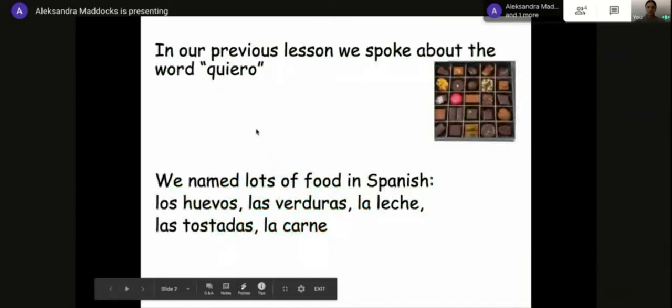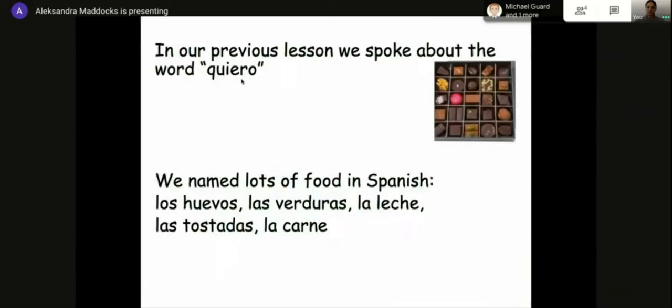Well, let's just remind ourselves what we did in our previous lesson. So in our previous lesson, we spoke about the word quiero, and I used the box of chocolate as an example. ¿Quieres el chocolate? Your answer would be sí, quiero el chocolate. Quiero, I want. We named lots of foods in Spanish, such as los huevos, eggs, las verduras, vegetables, la leche, milk, las tostadas, toast, la carne, and we named lots of other words that will help you understand lots of Spanish tasks in your exam.